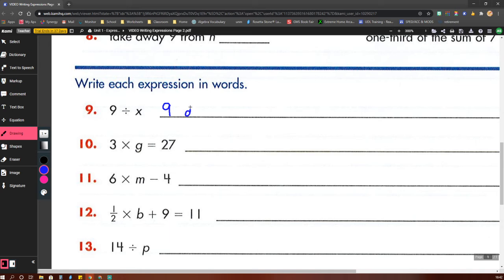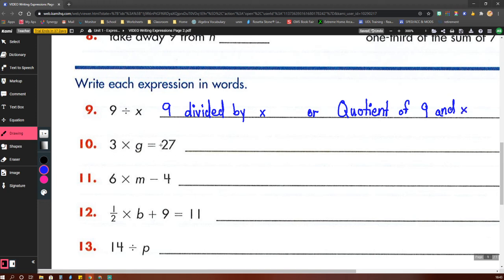9 divided by x. And you can type this out if you want. I personally like writing. You can also put quotient, which means the answer of a division problem, of 9 and x.